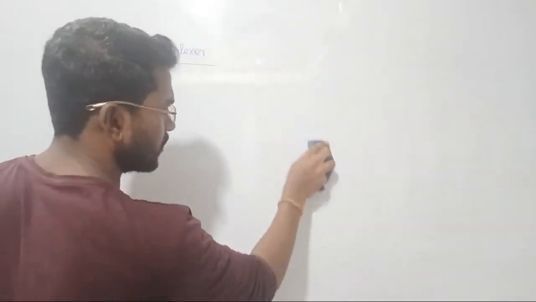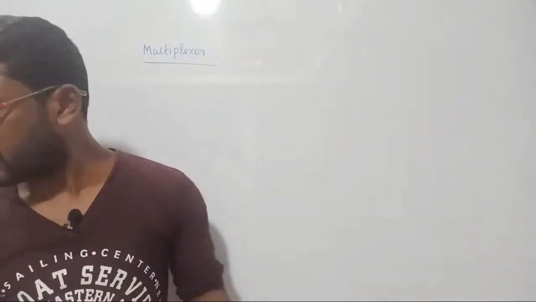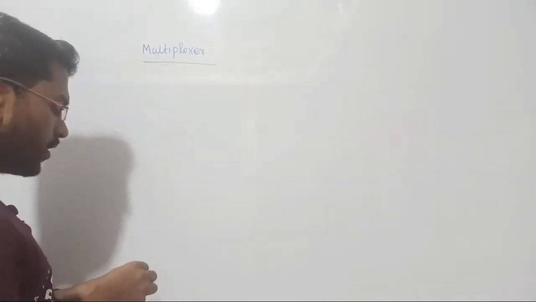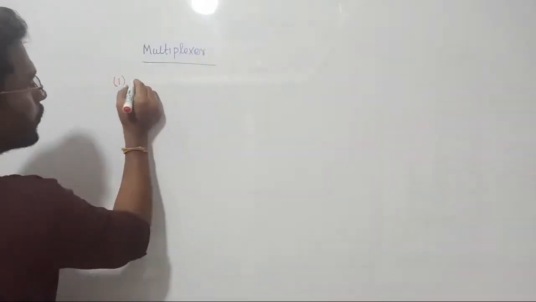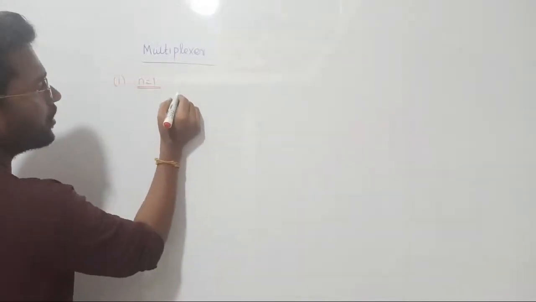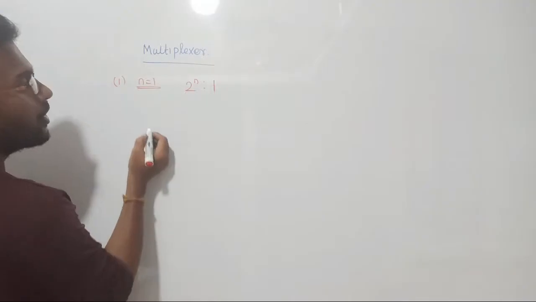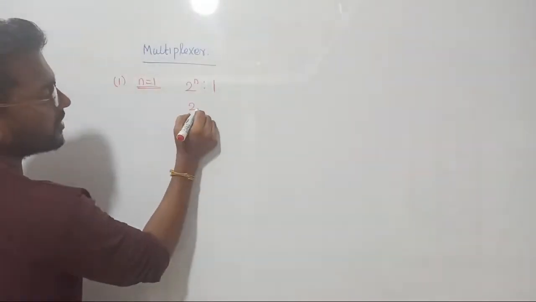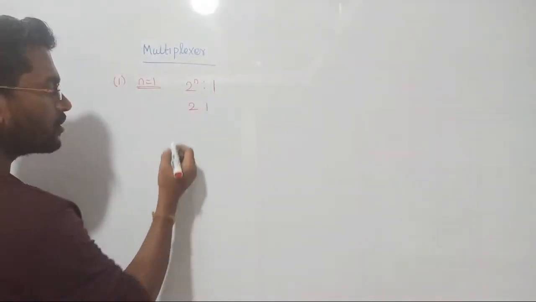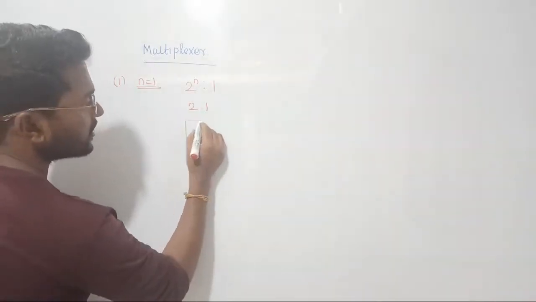What is our first task? Let's start and design the multiplexers, right? First let me design 2 cross 1, sorry, let us consider n equal to 1. With n equal to 1, we are going to consider 2 power n input lines and 1 output line. If I am letting n equal to 1, it means we are designing a 2 cross 1 multiplexer. So that is called a 2 cross 1 mux, right?